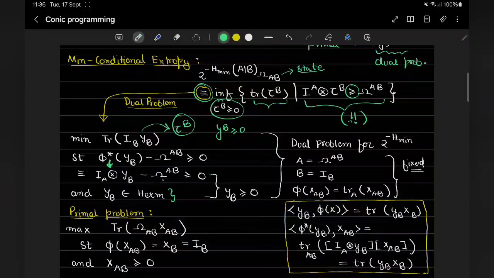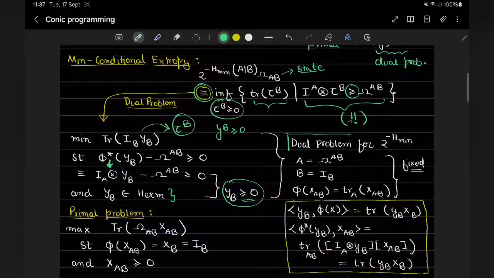This constraint for all omega means that it is always a positive semi-definite matrix. This is because suppose you take a fixed omega, the omega is in turn greater than or equal to 0, and I tensor yb greater than or equal to 0 means yb is a positive semi-definite matrix. So with this I have the dual problem.